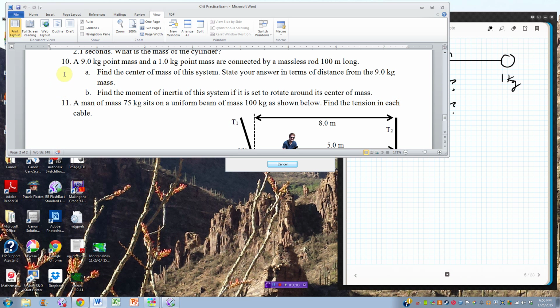Chapter 8 practice exam number 10. A 9 kilogram point mass and a 1 kilogram point mass are connected by a massless rod 100 meters long.